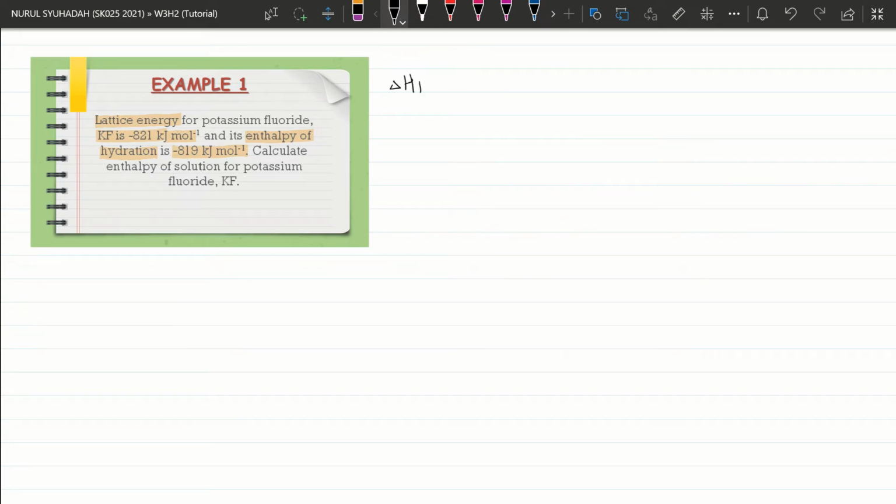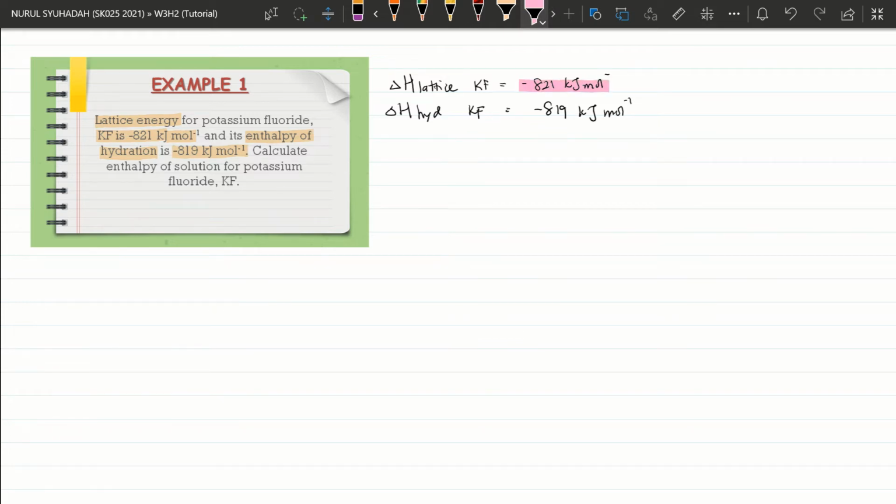Let me write down this information for you. Delta H lattice of KF is negative 821 kJ per mole, and we have delta H hydration for KF as well, negative 819 kJ per mole. Please, like I mentioned before, do not straight away do the calculation. You need to construct your energy cycle diagram. But before that, you need to make sure that you look at this closely.